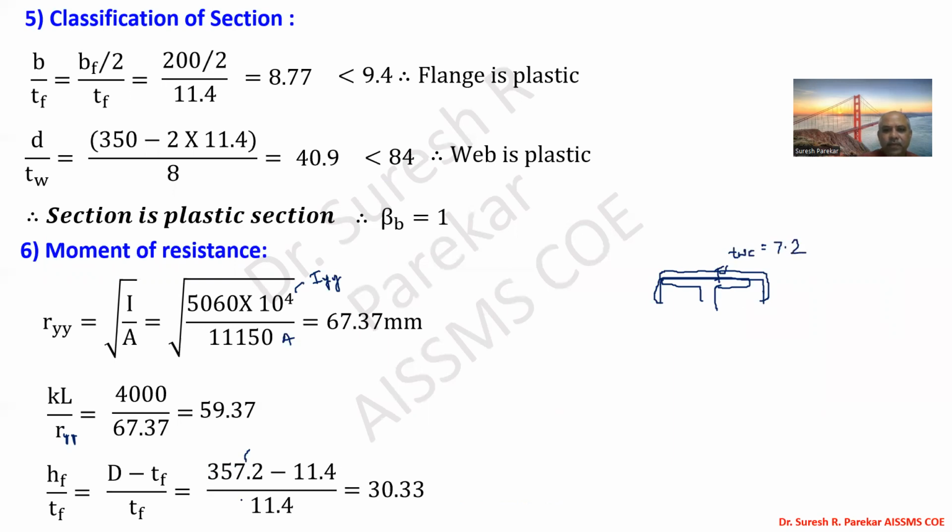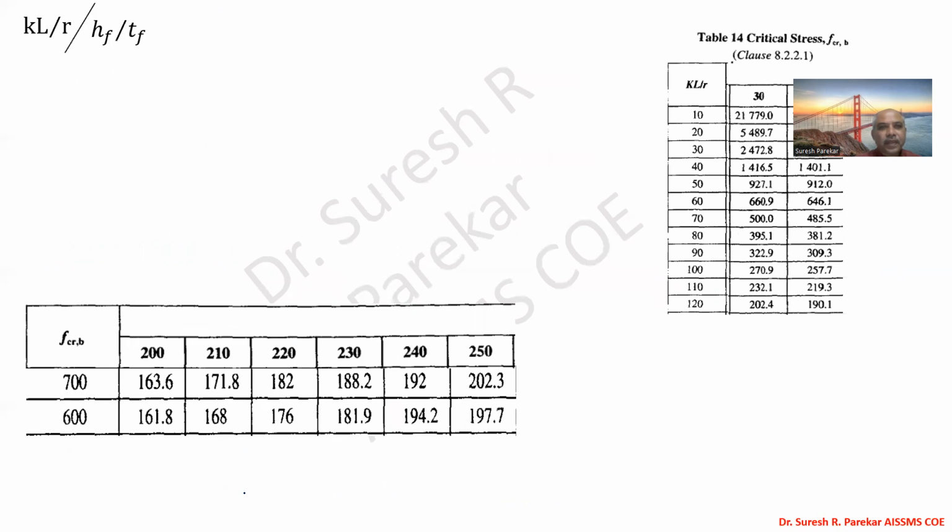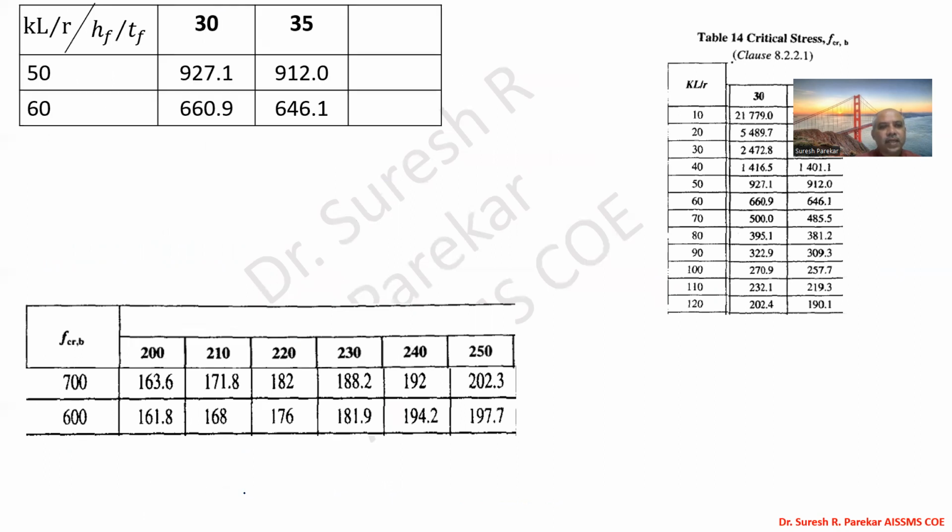So 350 plus 5.7, 7.2. So 357.2. So this is 30.33. And then we have to go to this KL upon R and HF upon TF. KL upon R, we have to take 50 and 60. And HF upon TF, we have to get 30 and 35.